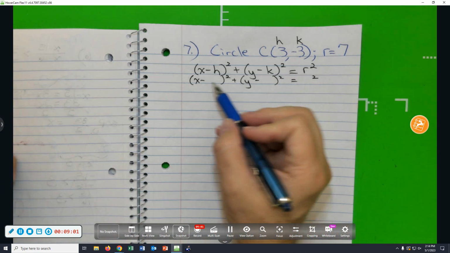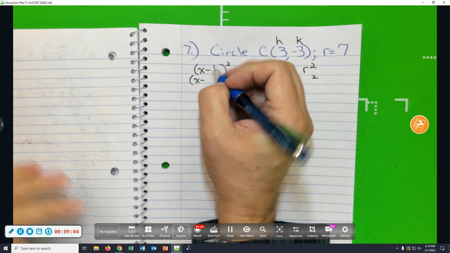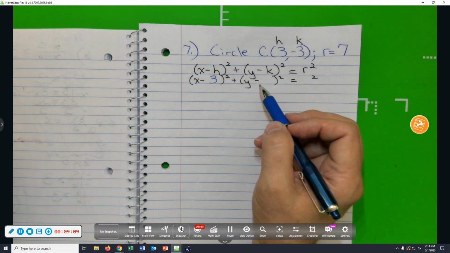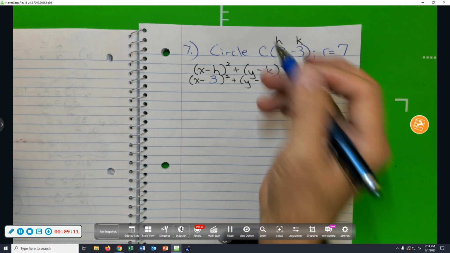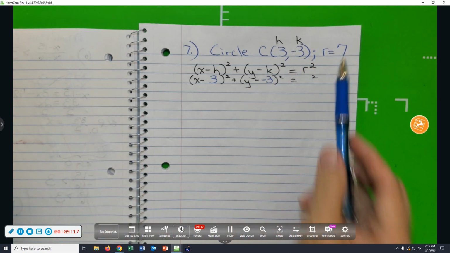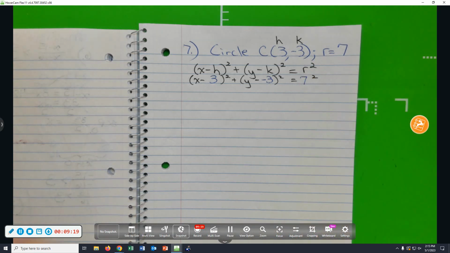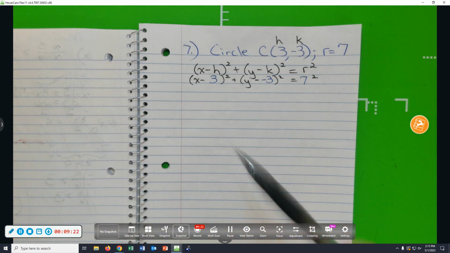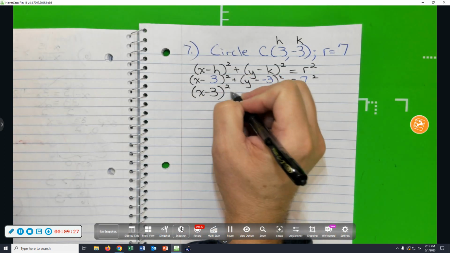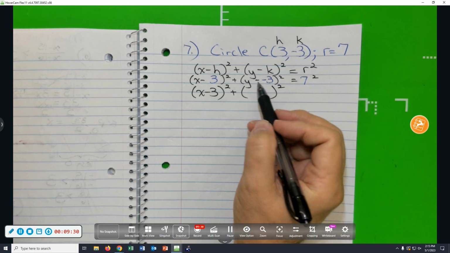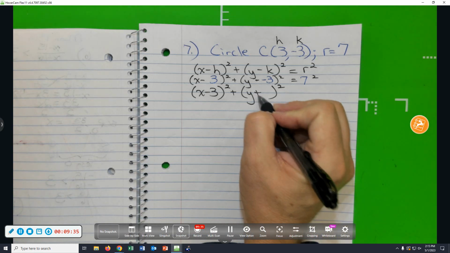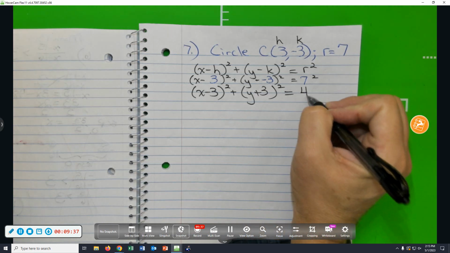So in place of this h, we write the positive 3. In place of the k, we write the negative 3. And what's going to go here? The 7. And we can clean this up a little bit. X minus 3 squared, we're just going to leave that as x minus 3 quantity squared. Plus, what about that minus and negative? What's going to happen there? Okay. And 7 squared is 49.